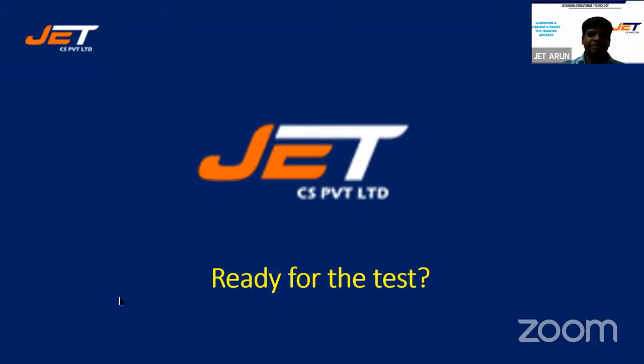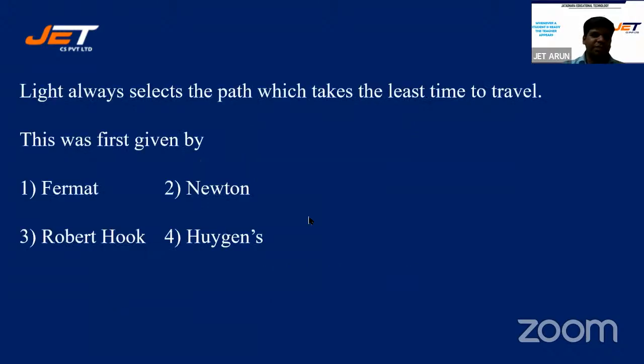Okay, let's get started. Here's the first question, students. Look at the first question. Light always selects the path which takes the least time to travel. This was first given by Fermat, Newton, Robert Hooke, or Huygens.